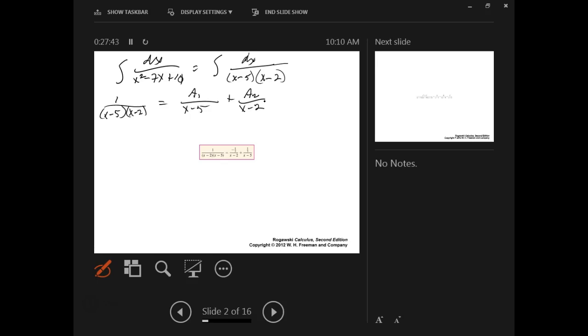Multiply by what? The least common denominator, which is? Yeah, x minus 5 times x minus 2. Multiply this by x minus 5 times x minus 2. Multiply this by x minus 5 times x minus 2. Okay? Here they both go out. Here the x minus 5s go out, and here the x minus 2s go out. So, is it helpful to write down that equation that's left, or can you go from there?